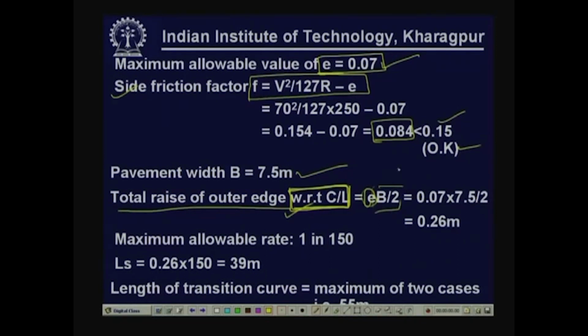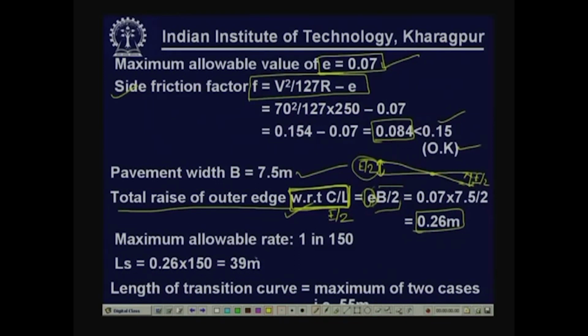Why is it B by 2? Because in this case, capital E by 2 actually, because the pavement is rotated with respect to center line, therefore this is E by 2, the raise is also E by 2, because it is rotated with respect to the center line. So, this raise is nothing but capital E by 2, which is nothing but E into B by 2. So, therefore, 0.07 into 7.5 by 2, so 0.26 meter.